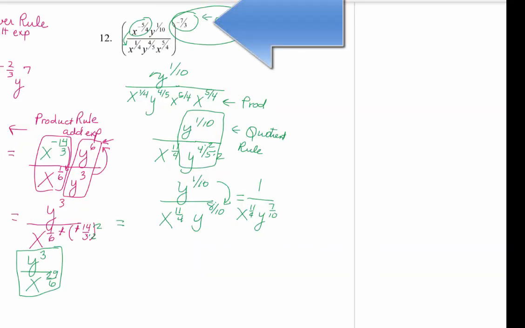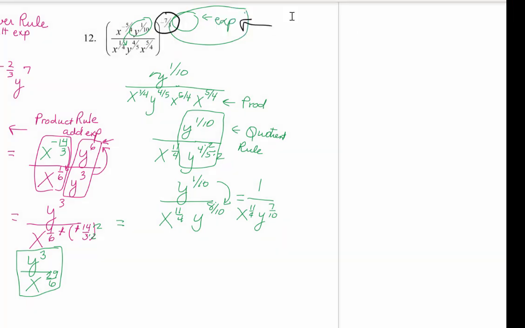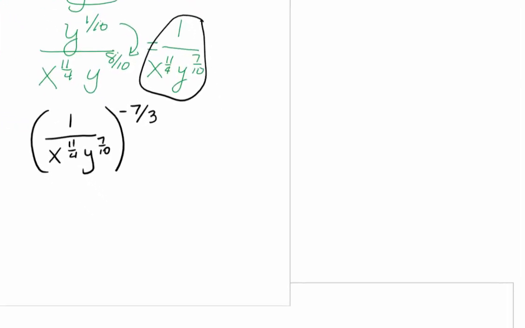Then we had this exponent up here. Remember that? Negative 7/3. So we have to take our answer, which is 1 over x to the 11/4, y to the 7/10, and raise it to the negative 7/3. And given that our base is a fraction, and that this outer exponent is negative, which means that we are going to take the reciprocal of this base, let's do that right now.